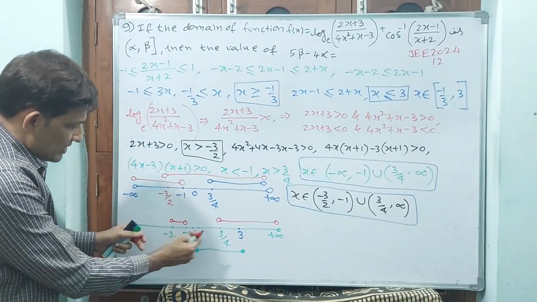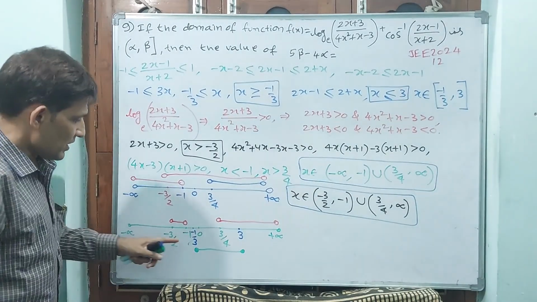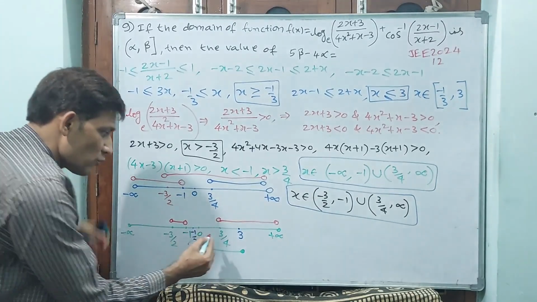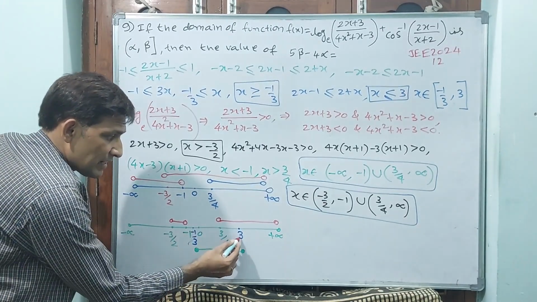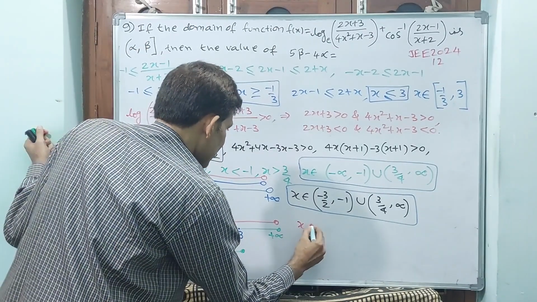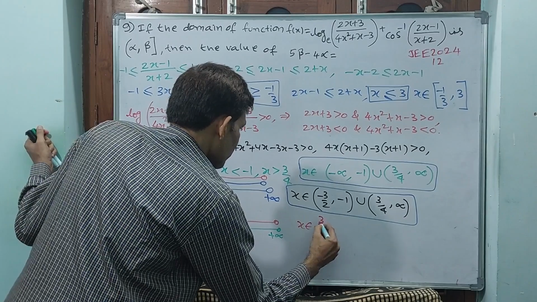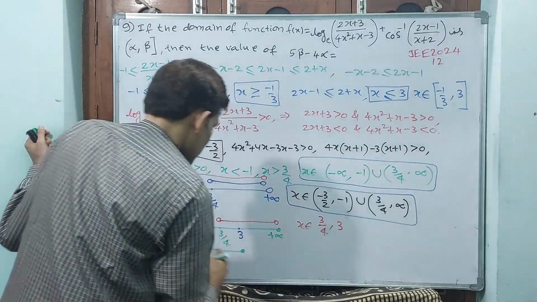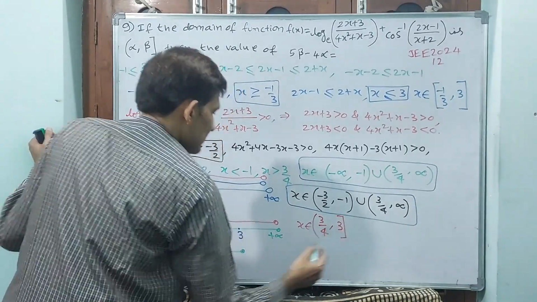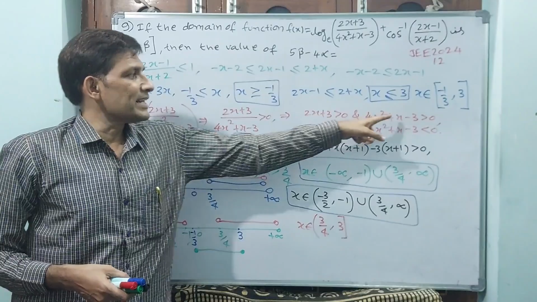Why? Because minus 1 is beyond minus 1 by 3. Minus 1 by 3 to 3 is there, but here 3 by 4 to infinity is there. That means we can take 3 by 4 open interval and 3 closed interval. 3 is a closed interval, you see. That means final will be x from 3 by 4 to 3. See, 3 by 4 is open interval, 3 is closed interval.